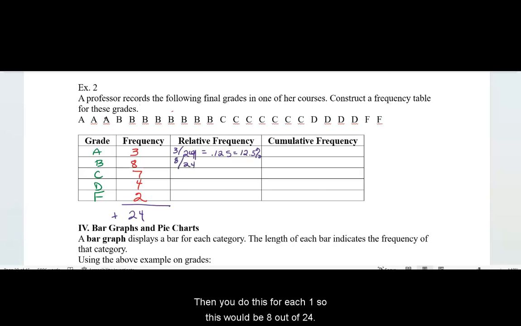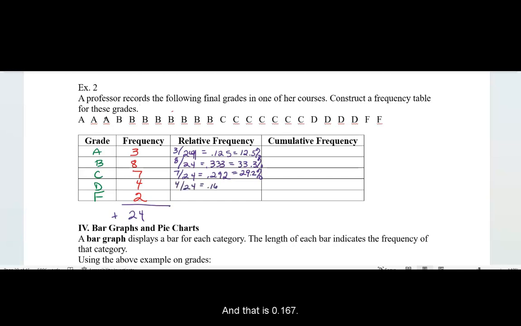So this would be 8 out of 24 or point, and this one's just going to keep repeating. So 0.333, and it just keeps going. So we'll say 33.3%, so like a third. And then we have 7 over 24, and that would be 0.292. 4 out of 24, and that is 0.167. Just writing them down in all the ways. And then finally 2 out of 24.